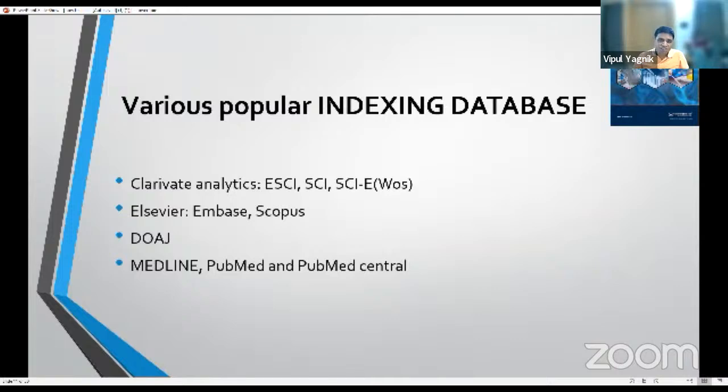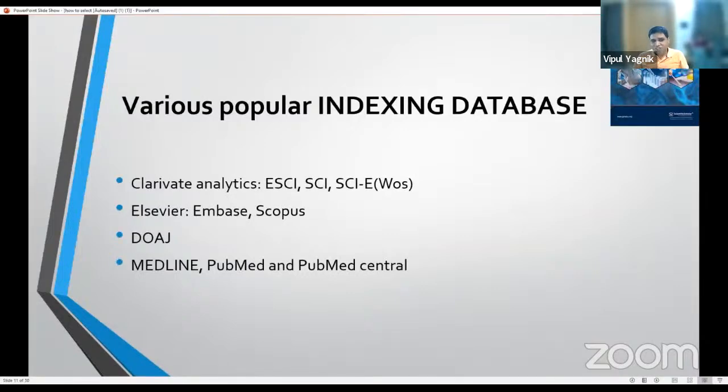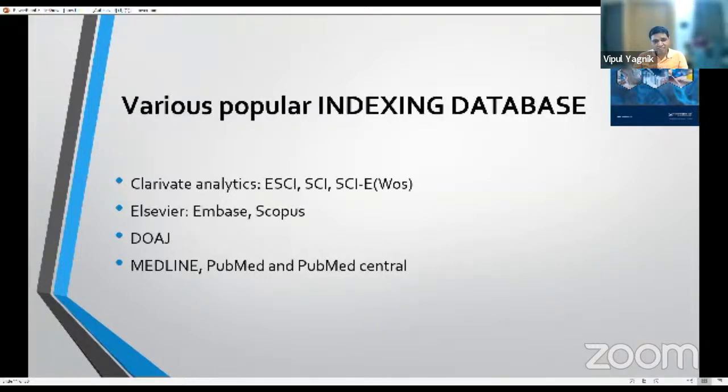If you want to index your journal in Medline, it is a tough procedure. First you have to apply to the NIH advisory committee, and then the committee will select whether your journal qualifies the criteria to be indexed in Medline or not. PubMed, in addition to the Medline articles, also consists of some ahead-of-print article citations and some citations of articles by NIH-funded researchers, and PubMed Central is basically for full-text articles. If you see PubMed Central, you will find all the full-text articles there.